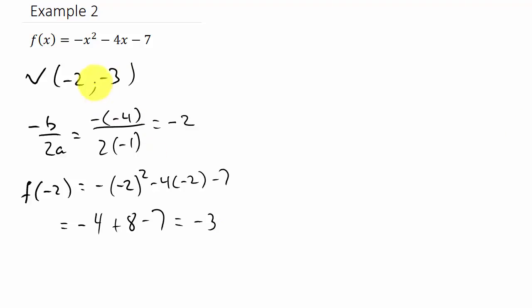Alright, so there's our vertex. Now let's find our x-intercept. So remember, to find the x-intercept, you just take this function and set it equal to 0. So for my x-intercept, I've got negative x squared minus 4x minus 7 equals 0.